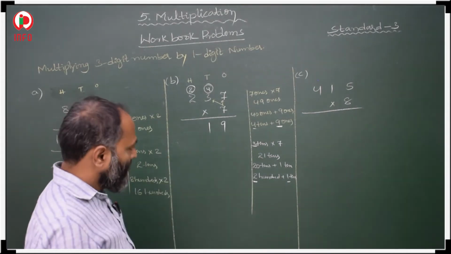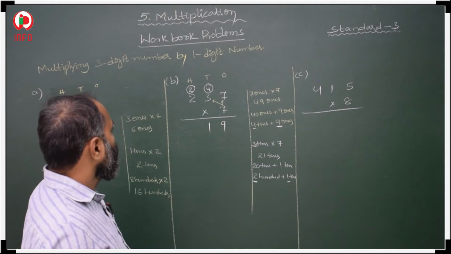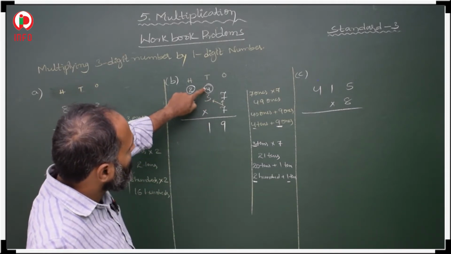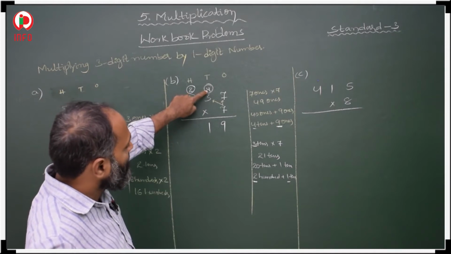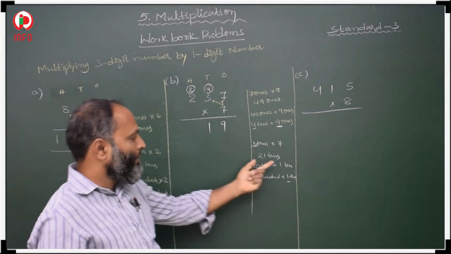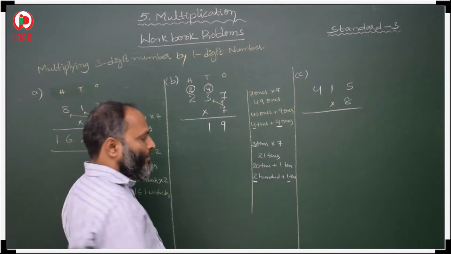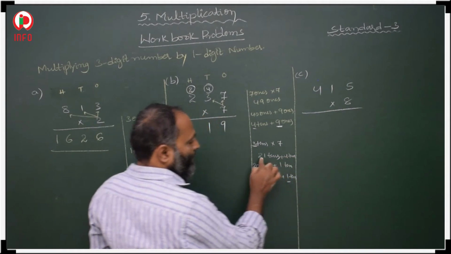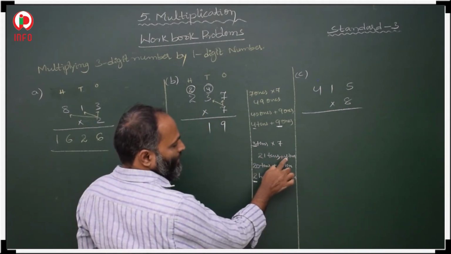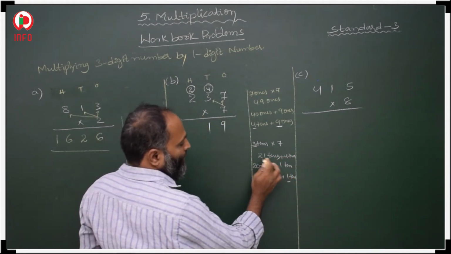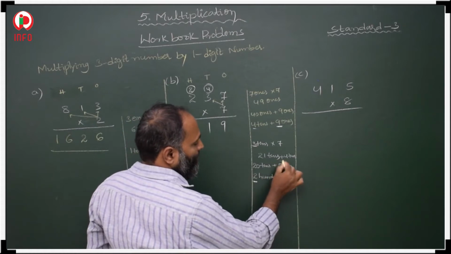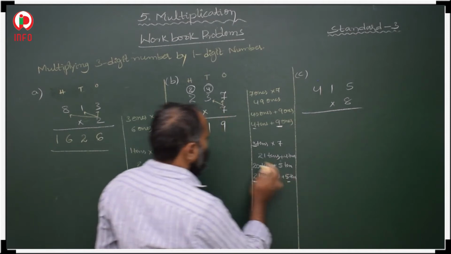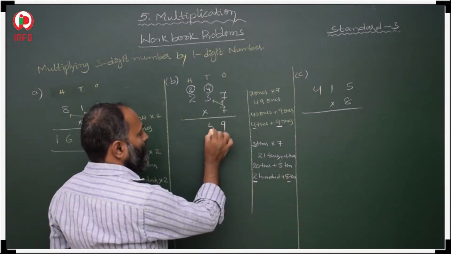Now, one more thing. Here 7 threes are 21. The 21 is carried over here, no? So that 4 also we have to add. Here we missed that 4. So first we add that 4 also. 4 tens. 21 plus 4, 25. 20 plus 5, 25. Here 5 tens. We have to take 5 tens here.